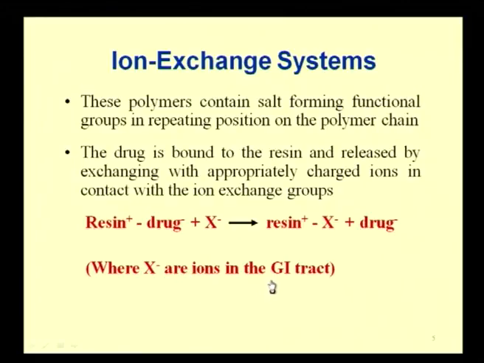So, when you have such anionic ions present in the GI tract or in the body system, they get exchanged with the drug portion, and instead the drug gets released and then goes into the body and does its action. So, this is the basic principle behind the ion exchange systems.